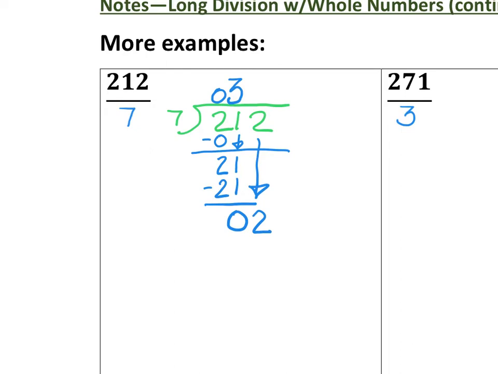So 7 goes into 2. Well, that's like that last problem. 7 doesn't go into 2 at all, so I need to make sure to put a 0 in my quotient.